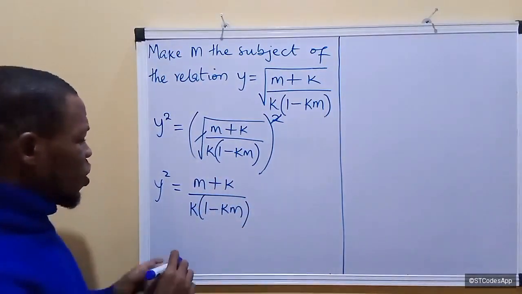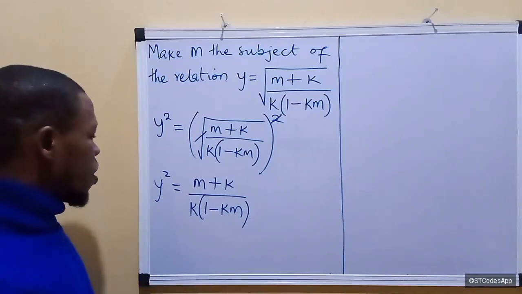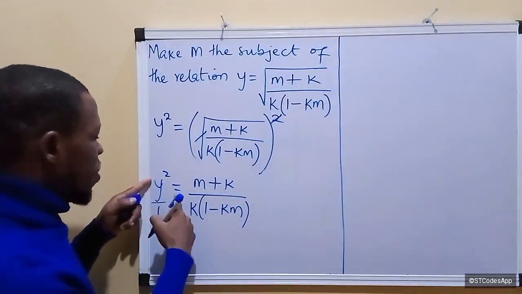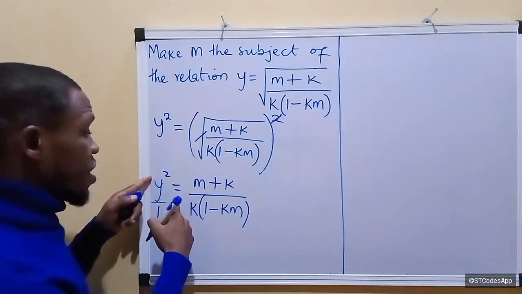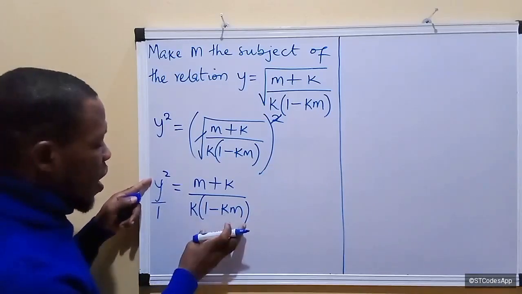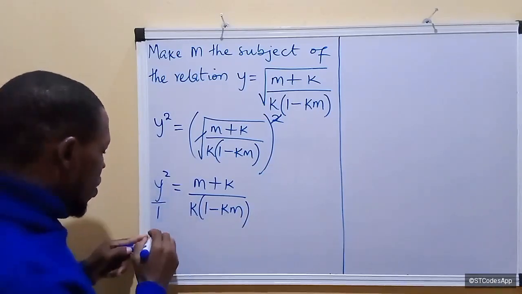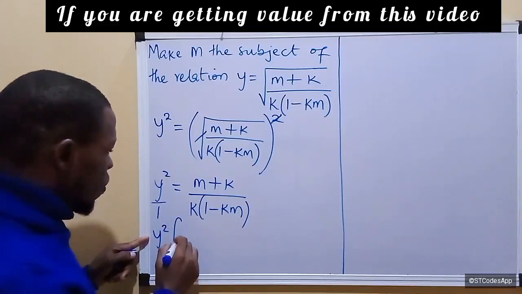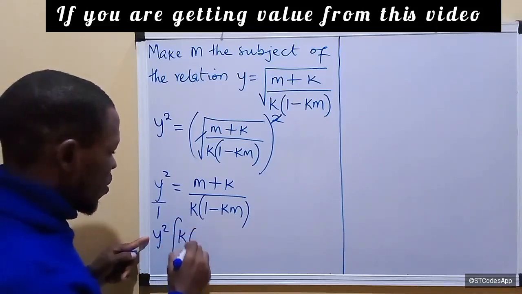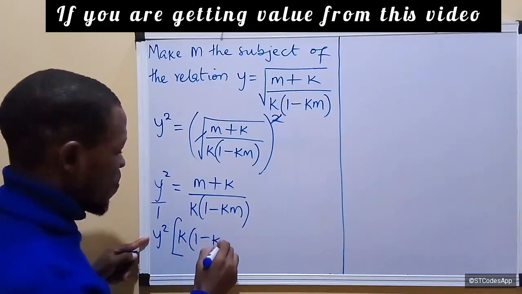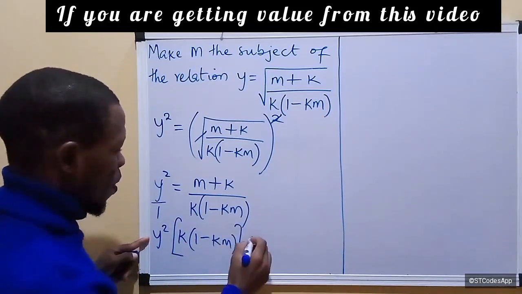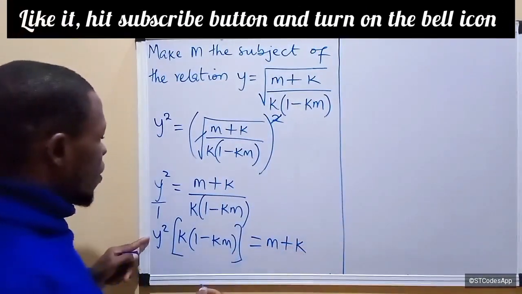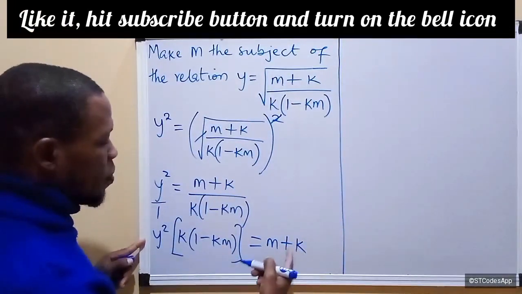Now at this point, what we are going to do is to cross multiply, because this is a fraction here, so we can cross multiply. So I have y squared, the numerator of the fraction on the left hand side of the equation, multiplying the denominator at the right hand side of the equation. So I'm going to have y squared into k times 1 minus km equal to m plus k, because 1 times m plus k still gives us m plus k.